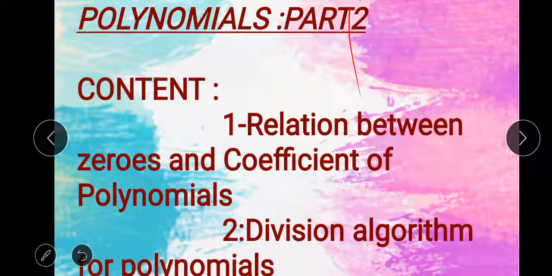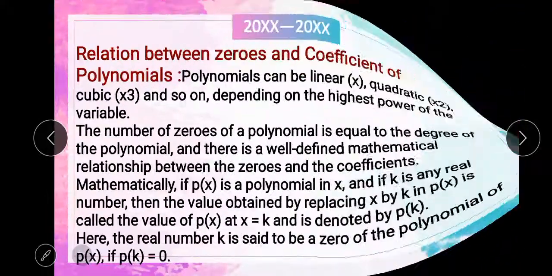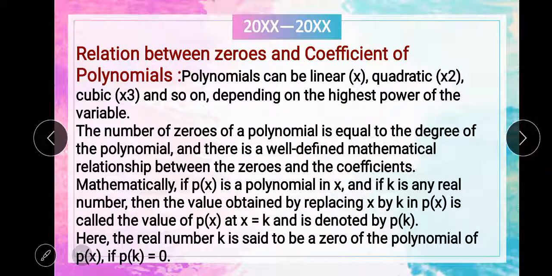Here our content is to cover the relation between zeros and coefficients of polynomials, and the second topic, the division algorithm for polynomials. Now under the first topic, relation between zeros and coefficients of polynomials: polynomials can be linear with degree 1, quadratic with degree 2, cubic with degree 3, and so on, depending on the highest power of the variable. Keep in mind the number of zeros of a polynomial is equal to the degree of the polynomial. Always keep this line in mind.